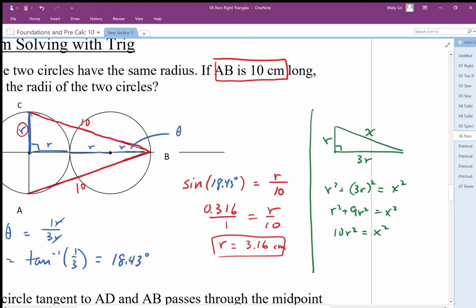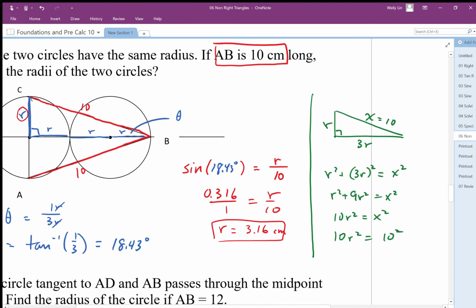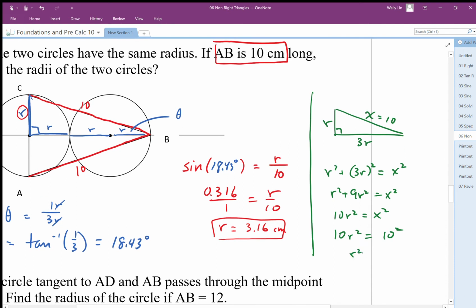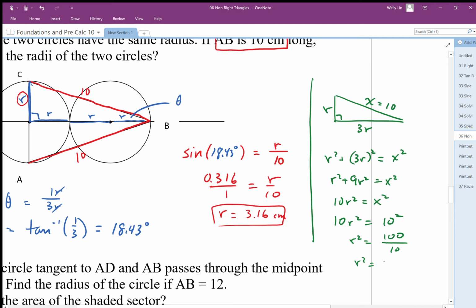Okay, and then if we want to replace that x with 10, we can solve for R. So there's a few ways we can do it, but I'm just going to plug in 10 for our x, and then I can solve for my R. So I end up with R squared equals 100 divided by 10. So R squared equals 10. So I square root 10. I get plus or minus root 10, which I don't want plus or minus, so the answer is just going to be square root of 10. And if we take a look, square root 10 on my calculator gives me the exact same answer as I got from my ratios, 3.16.